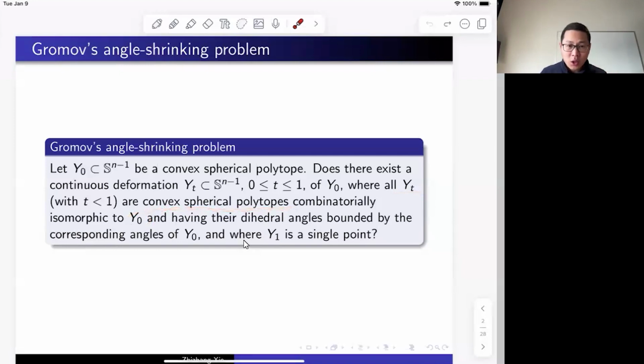Now, the key condition here is throughout the deformation, all the dihedral angles of YT will be bounded above by the corresponding dihedral angles of the original Y0. So every single YT is compared to Y0. And in the end, you deform and deform, and then it shrinks to a point.